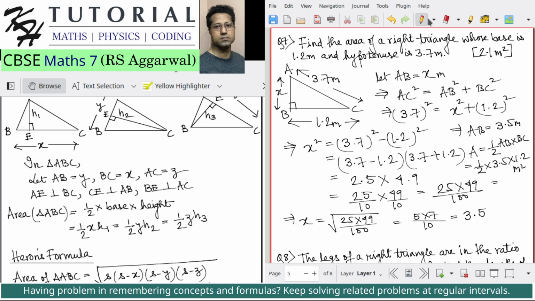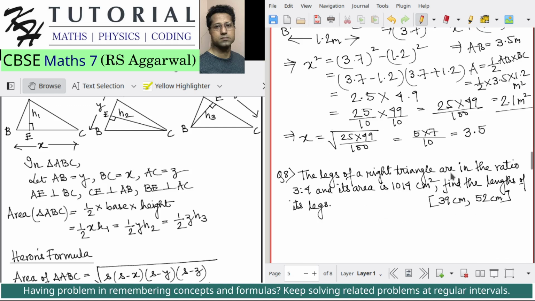So half into 3.5 multiplied by 1.2. So 1.2 divided by 2 is 0.6. So 0.6 multiplied by 3.5 is 2.1. So this is equal to 2.1 meter square. So the area of the triangle is 2.1 meter square. Okay, let's do the next problem.